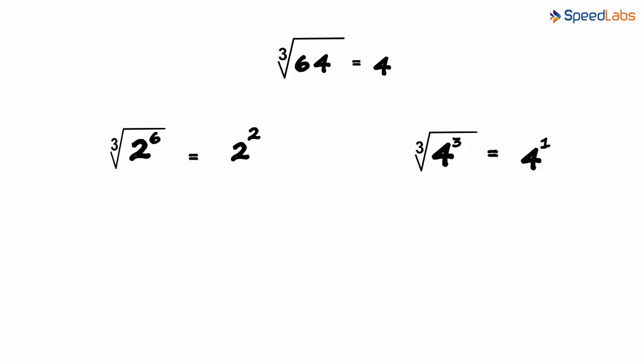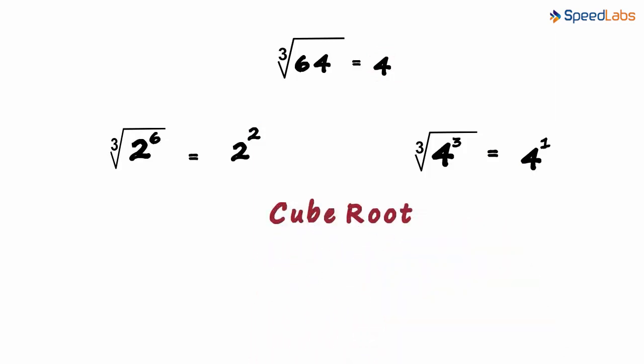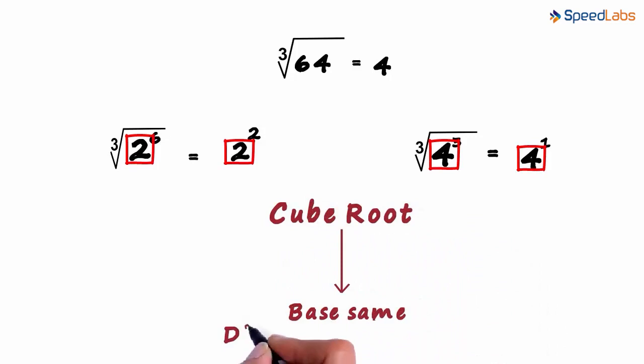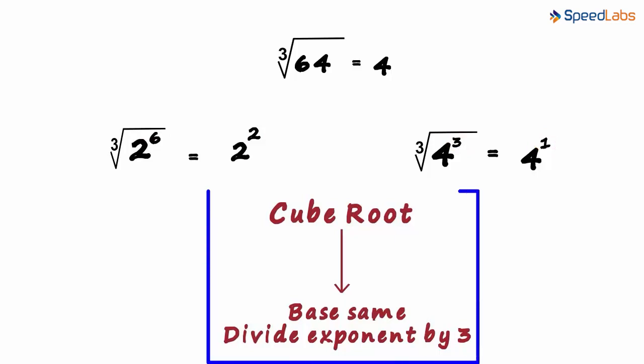What do we observe? Yes, when we take a cube root of a number in exponential form, the base remains the same and the exponent is divided by 3. 6 became 2 and 3 became 1. Remember, when we take a cube root of a number in exponential form, we should keep the base same and divide the exponent by 3.